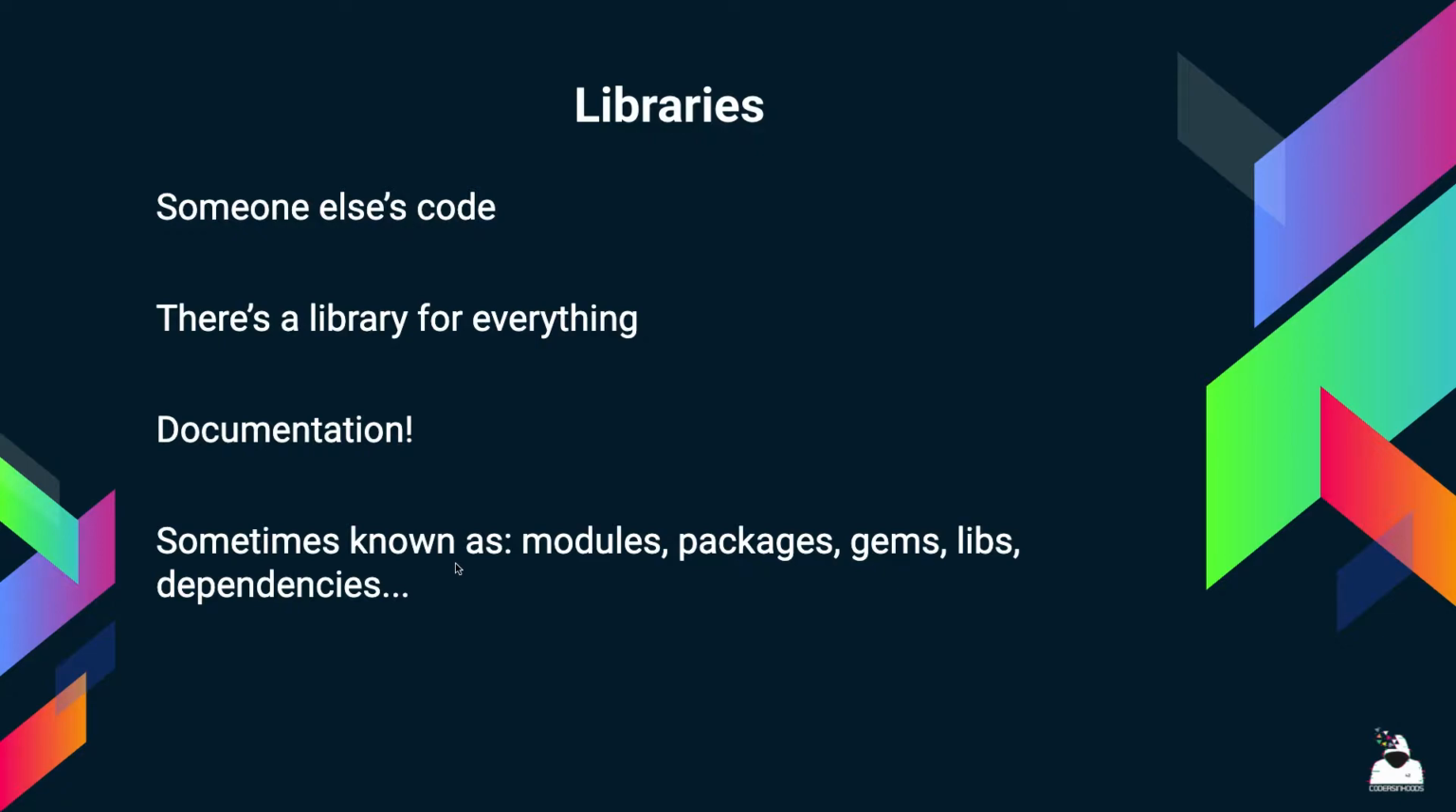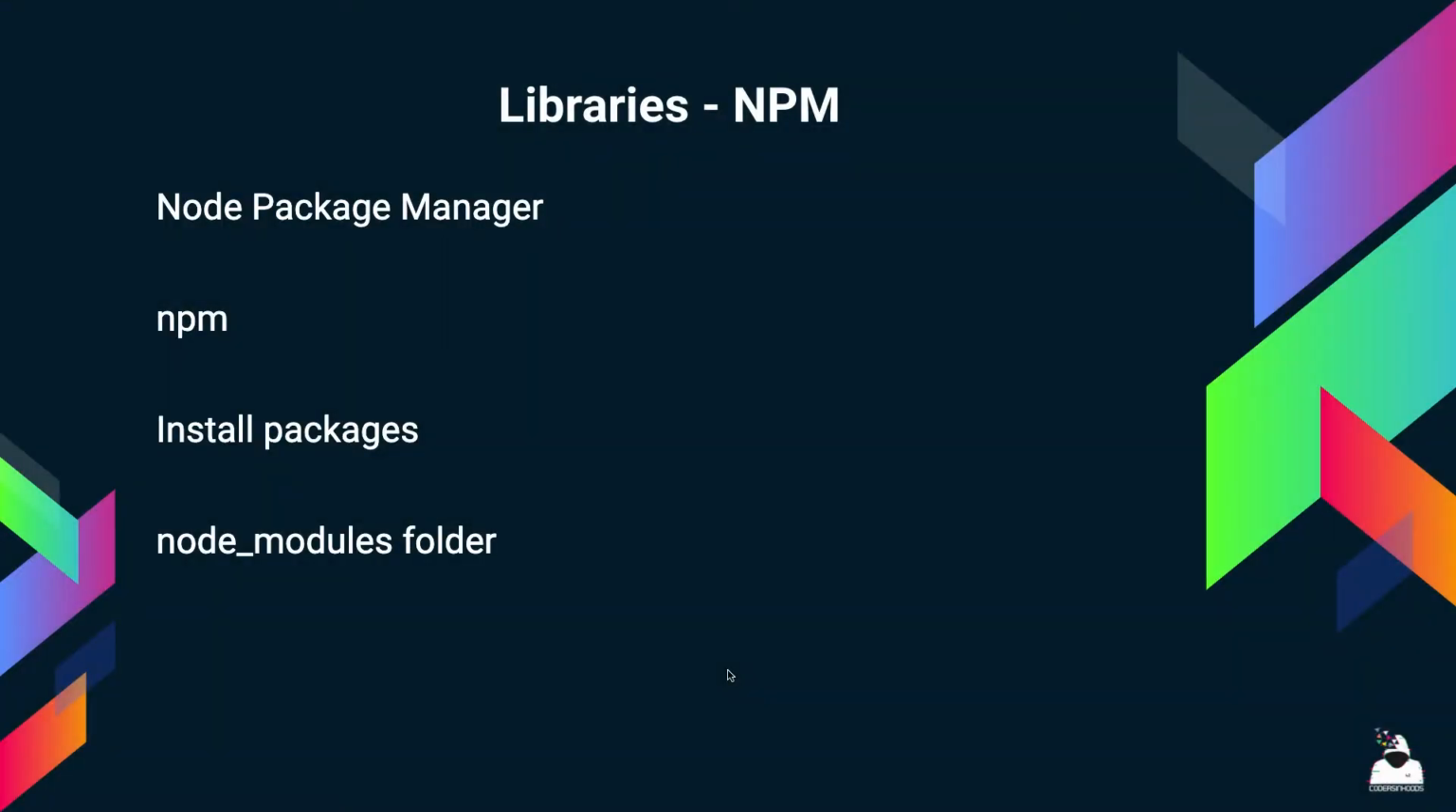So whenever you see modules, packages, gems, libs, dependencies, any of that, you kind of know, okay, this is something third party. Gems, I would just point out, is very specific for Ruby. This is a different programming language, Ruby. You will never see that in JavaScript, but you will see modules, packages, and libraries. Right. Libraries, npm. I showed you the website. That's the Node Package Manager. Well, it's short for Node Package Manager. You can install packages, and it will be in the node_modules folder.